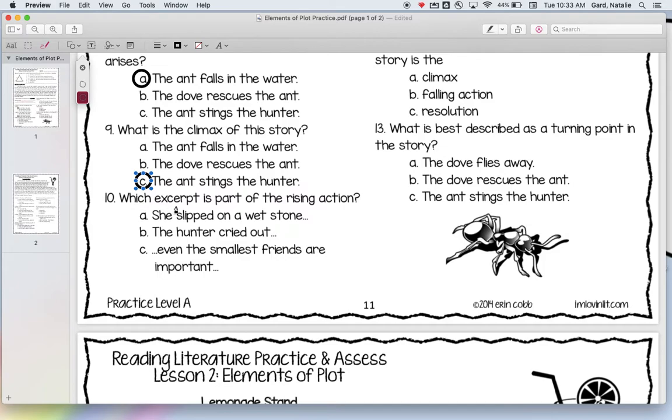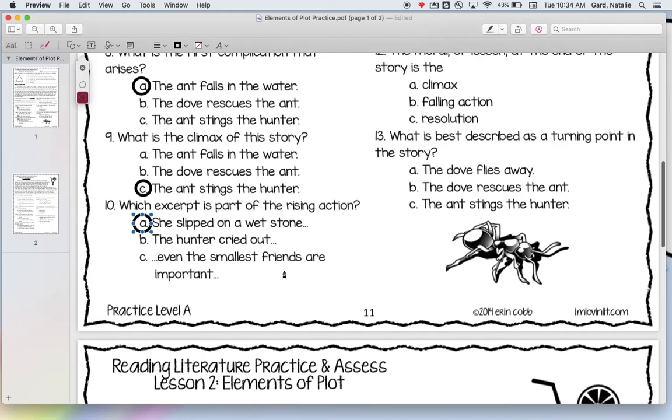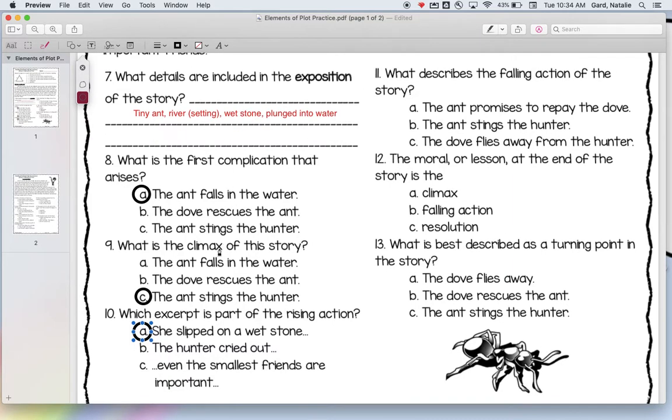Let's look at number 10. Which excerpt, remember we talked about excerpt before. Excerpt just means a piece of the story, a piece of a sentence from the story, is part of the rising action. The rising action is leading up to the climax, leading up to the important part. This is where the action starts actually moving a little bit in the story. So what part is a part of the rising action? We have A, B, and C. Yeah, that she slipped on the whetstone. That's where the problem arises. And that's where the issues kind of start. So we should have had A for number 10. I'm going to go up just a little bit, double checking 7, 8, 9, and 10, making sure that you have those correct.